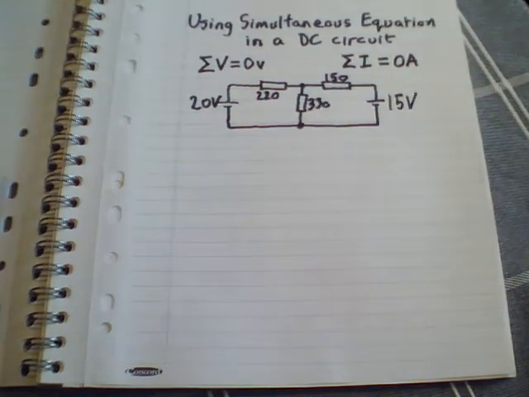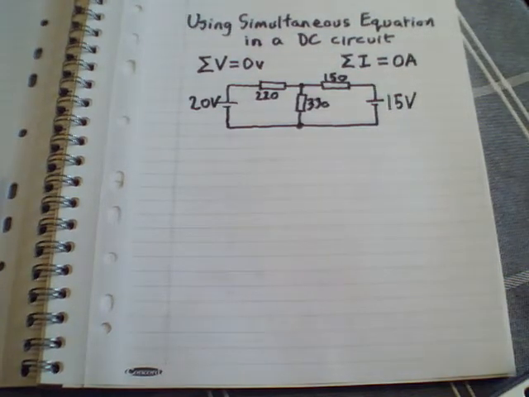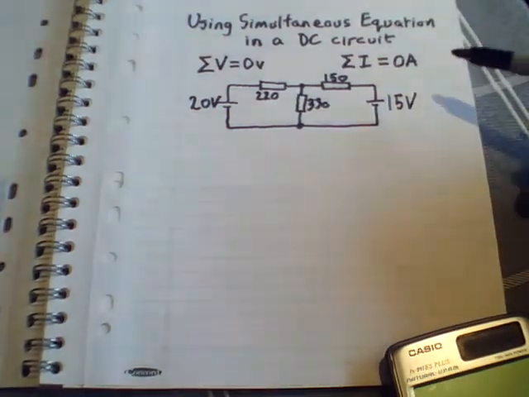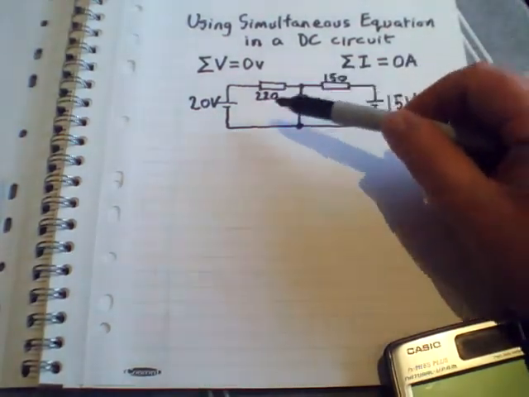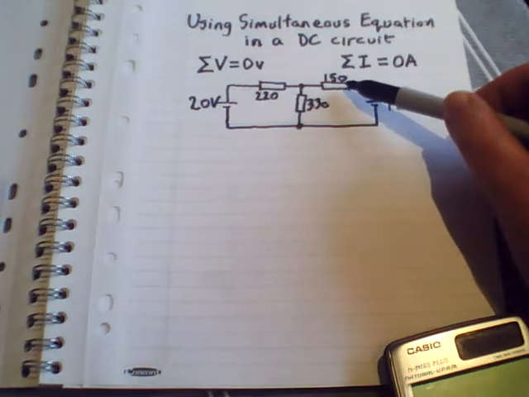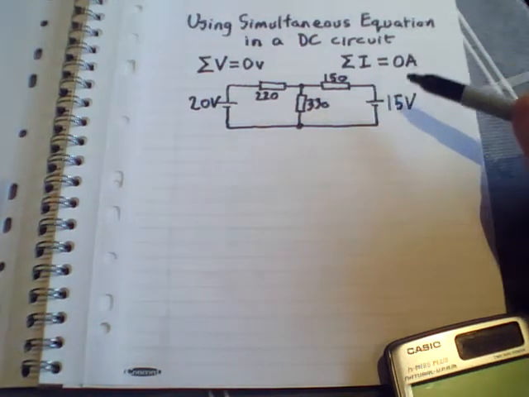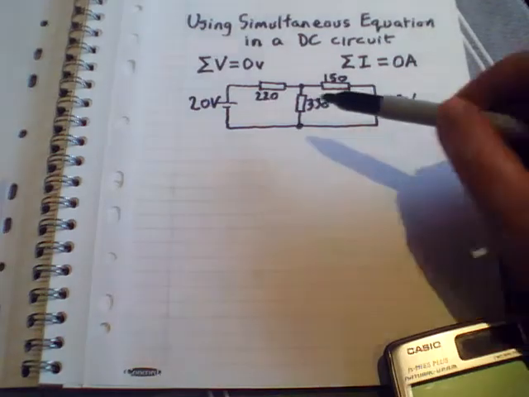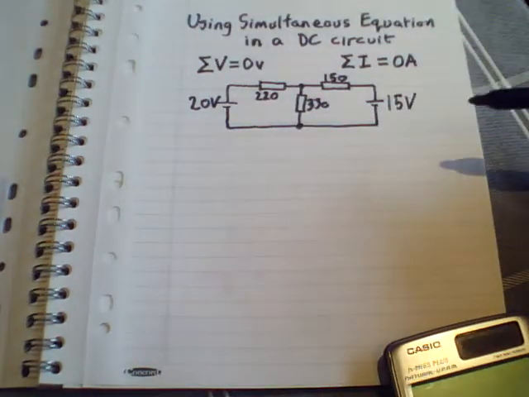With this series of videos, I'm going to show you how you can use simultaneous equations in a DC circuit. And in the example I've got here, I've got a resistor network with a 220, a 330 and a 150 ohm resistor. And I've got two DC power supplies.